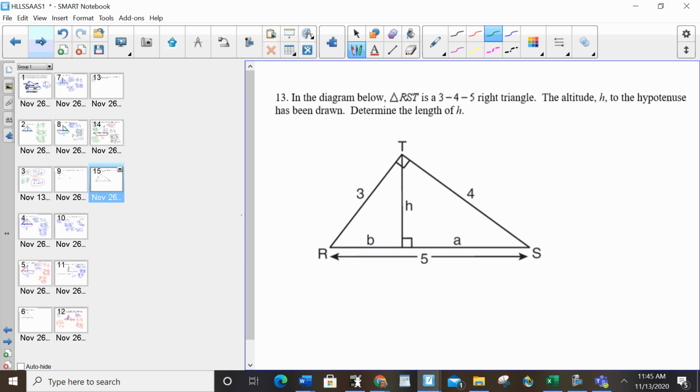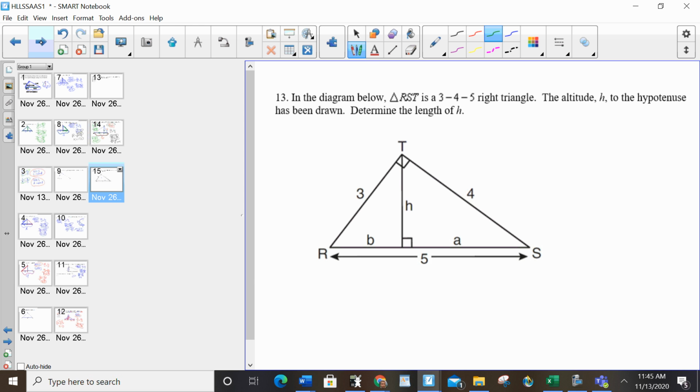Number 13 is the same type of thing. I'm not going to go over it in the video. You have it on the answer key. I want you to try it on your own. And that's it. I know, a little bit of a long lesson. Another very, very important lesson.